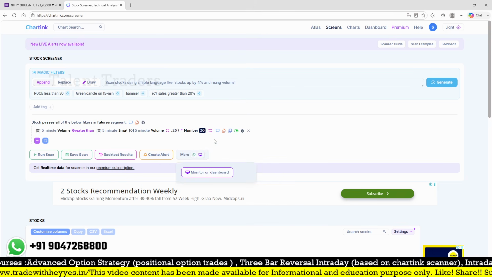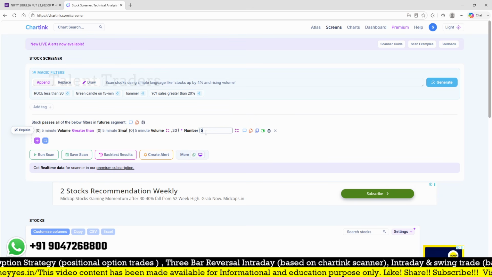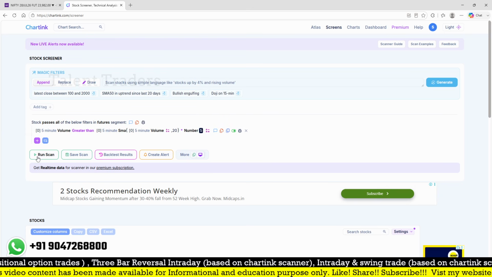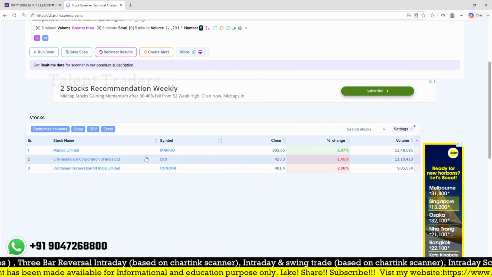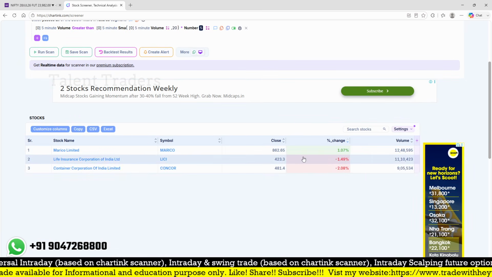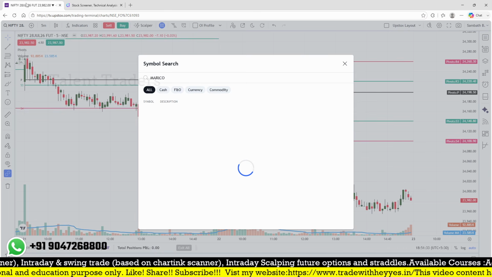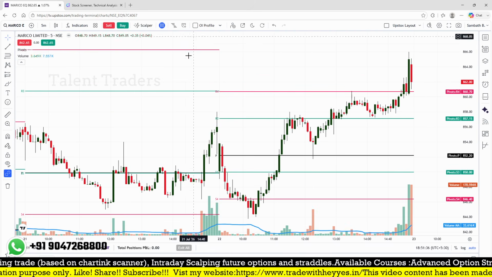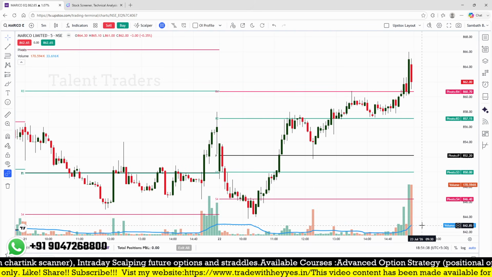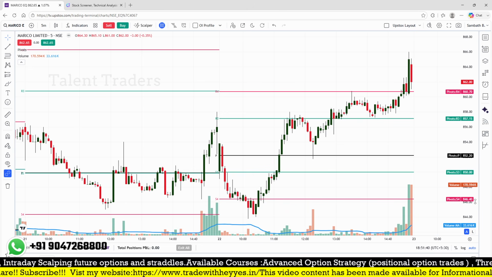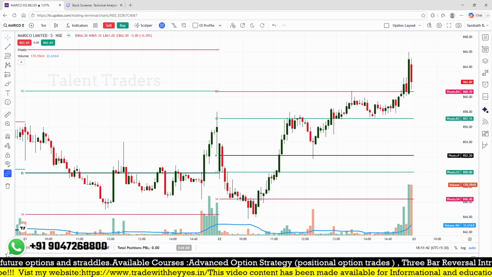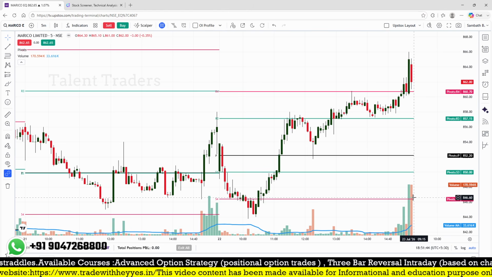So let me add the number 5, and one more condition. Let's check it first. Let me check the last 5 minutes candle. What should be the average? It's around 33, and it is 846. So it's exactly 5 times higher.